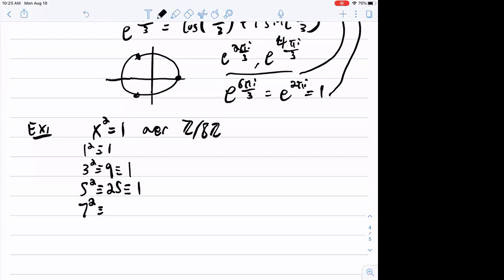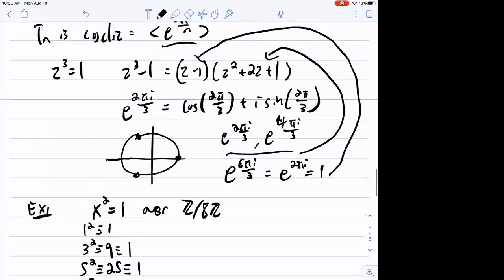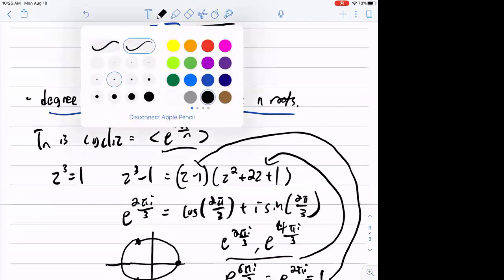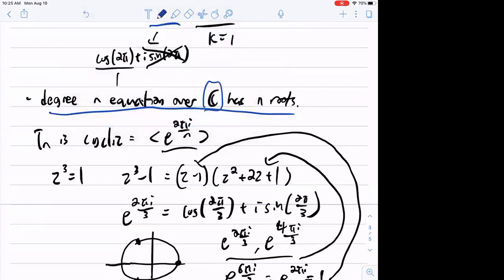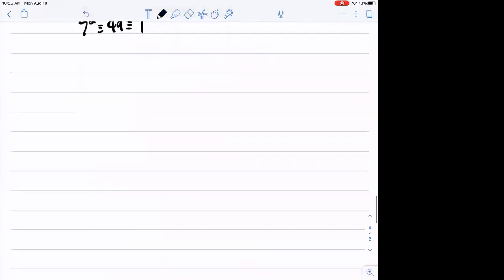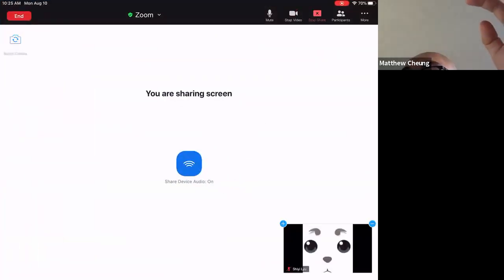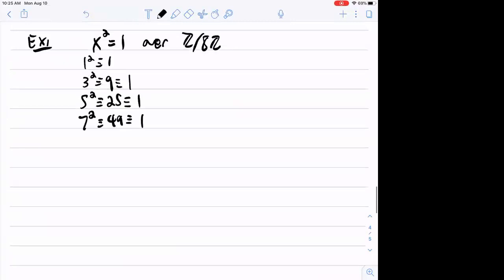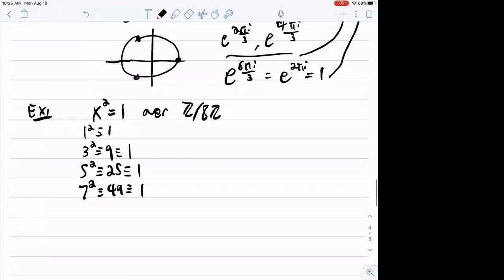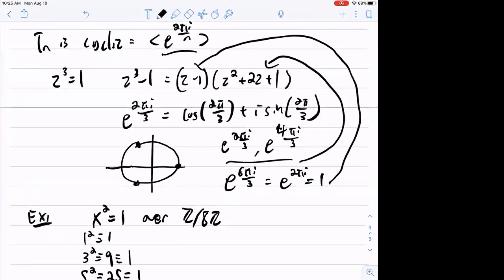And 7 squared is 49, and 49 mod 8 is 1. So you see this equation has 4 solutions in Z mod 8Z, but it's a degree 2 equation. So it's not true if you change the setting. The fact that it's C is important. Okay, any questions so far? Okay, so that's an example of a cyclic group, the roots of unity.